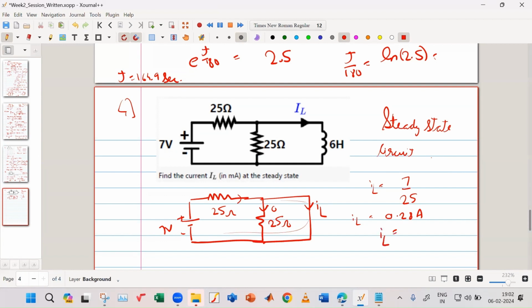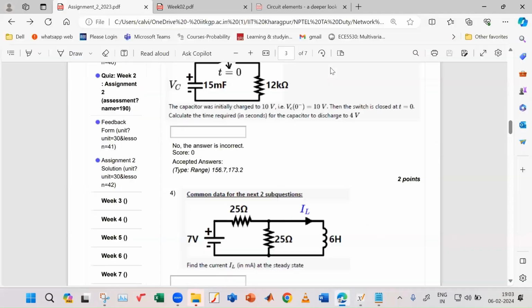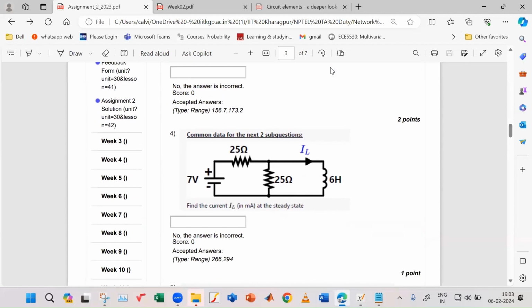But the question is asking milliampere. So what will IL be in milliampere? 0.28 times 1000, 280 milliampere. So this is where you could make mistakes. You would have written 0.28 in your answer, and if you submit that, you will not get marks because it is not within the range. There is a range you have to put.